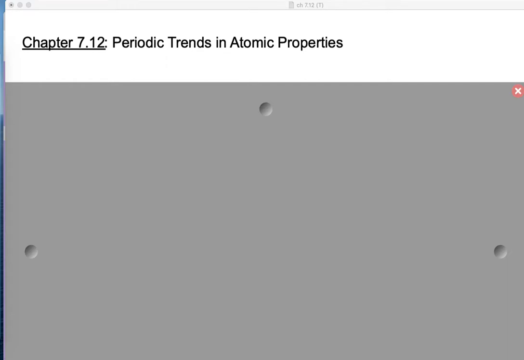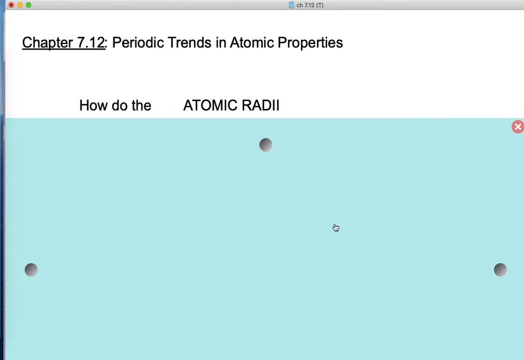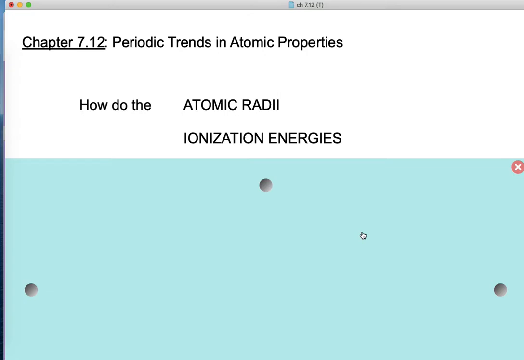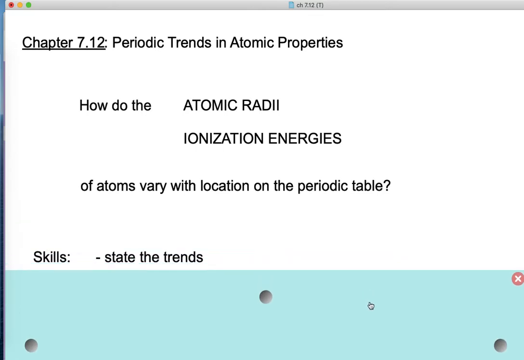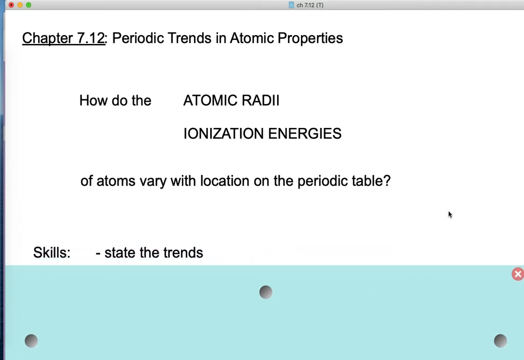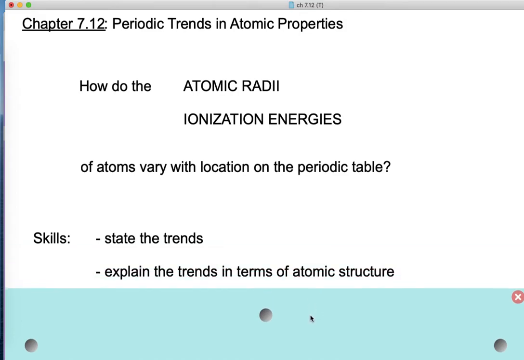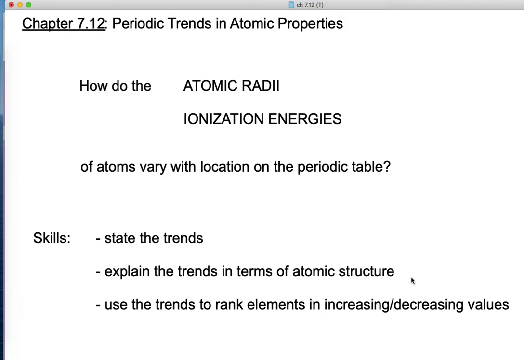Okay, in this video I'd like to talk about periodic trends and atomic properties. The question is, how do atomic radii and ionization energies vary based on the location of the element in the periodic table? What I expect you to be able to do is to state the trends, so in other words, tell me how they change, and explain the trends in terms of atomic structure, and use the trends to rank a given series of elements in terms of increasing or decreasing atomic radius or ionization energies.